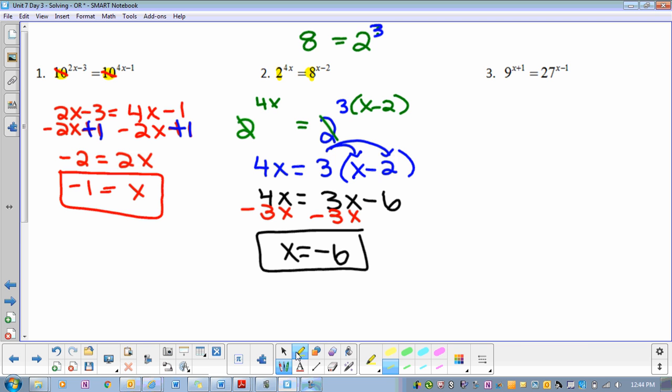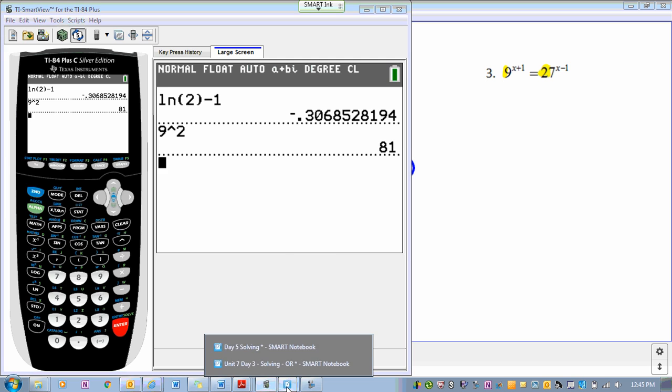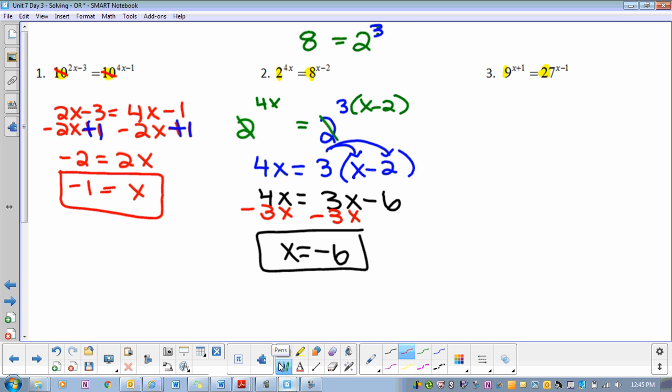So this next one, you have a 9 and you have a 27. You have to think about this. 9 and 27. If I have nowhere to start, I'm going to think, what do I get if I have 9 squared? 81. So I can't think about changing my 27 to have a base of 9, right? So in this case, you actually have to change both of the bases.